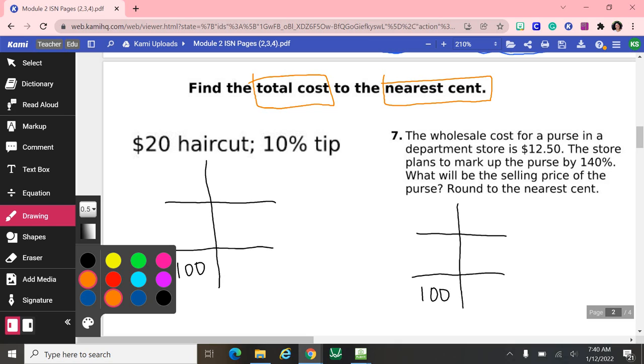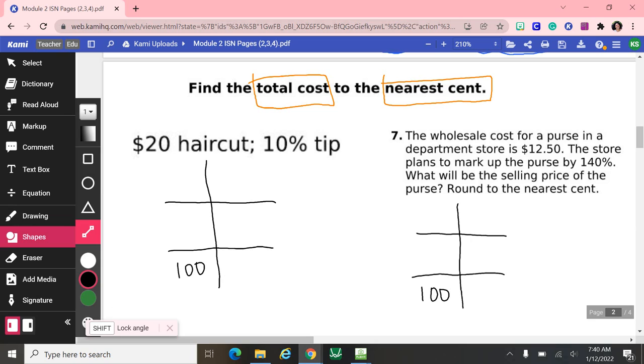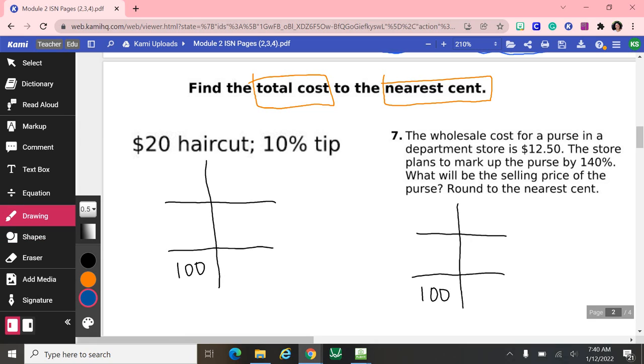In this first example here, it says we have a $20 haircut, and we decided we want to leave this person only a 10% tip. 10% tip is not a very good tip. I think that average in 2022 is 20% tip, but I digress.